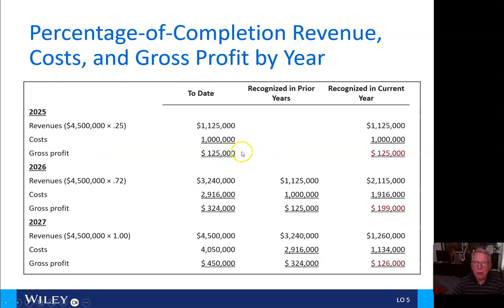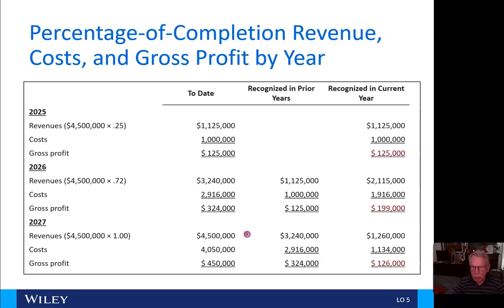So our percentage of completion revenue, cost and gross profit by year will look like this. So here's our revenues, gross profits. And we'll recognize that $125,000 of gross profit in 2025. Then in 2026, we'll record the $324,000 of gross profit, but we had previously recorded this $125,000 of gross profit. So in this period, we'll have that difference recorded at $199,000.